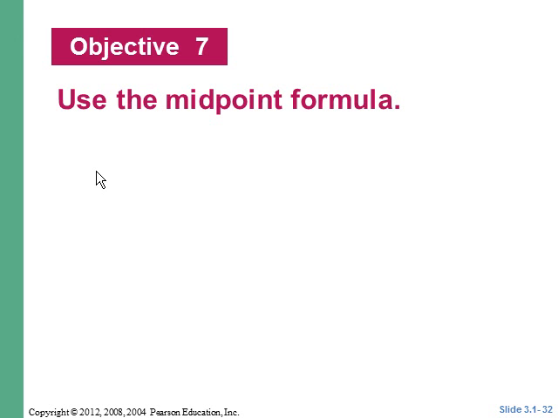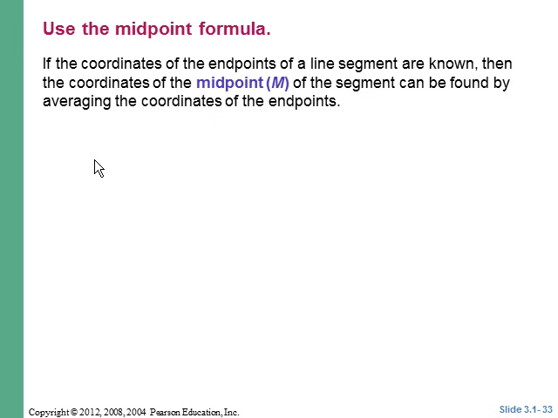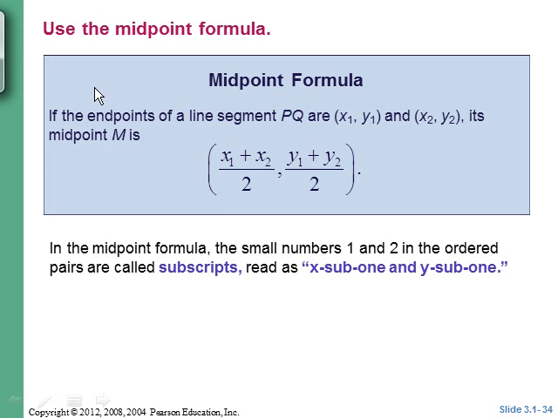Last thing that we've got for this lesson is the midpoint. The midpoint of a line segment is the point that divides the line segment exactly in half. It's also considered the average coordinate. How do you find the average? Well, you add them up and divide by 2. So the midpoint of the line segment with endpoints x sub 1, y sub 1, and x sub 2, y sub 2, is x sub 1 plus x sub 2 over 2, y sub 1 plus y sub 2 over 2.